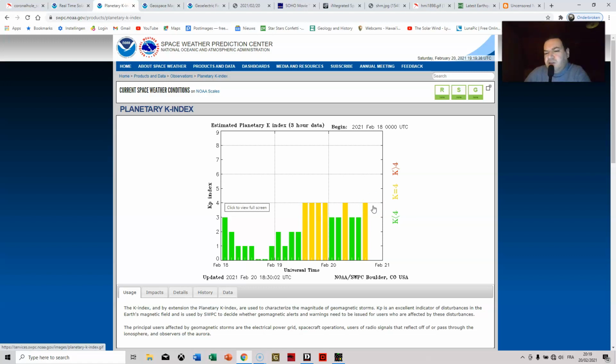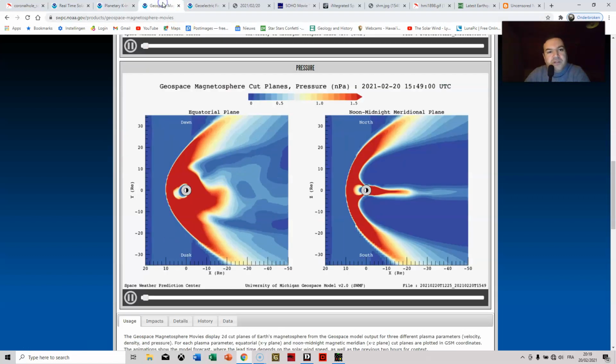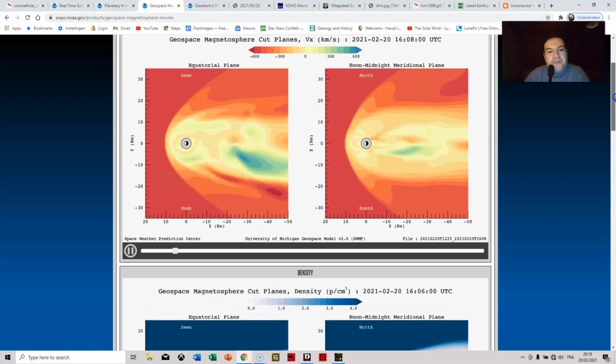But I don't think it will reach KP5. I think it will stay around KP4. Just not enough to spark a G1 storm.